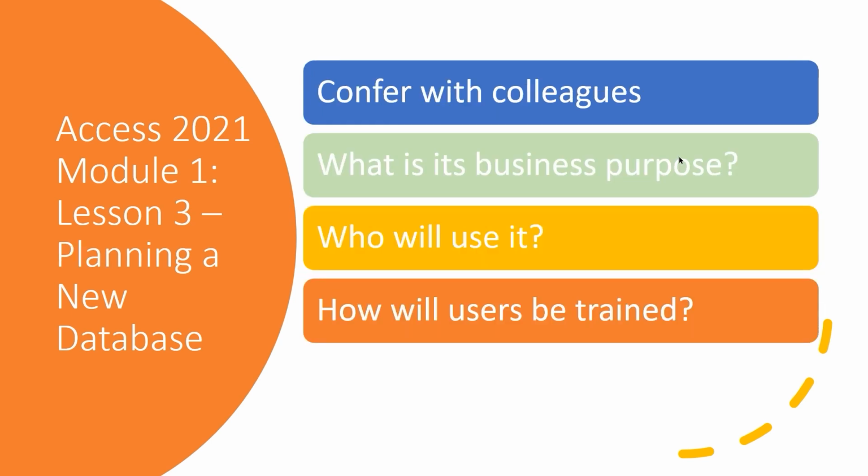So you want to plan a new database. You just don't want to open Access and start building a database without having a plan. The most important thing is figuring out what is its business purpose. And once you find the answer to that question, you would want to confer with colleagues who will be also utilizing the database to get their input. And then you'll need to determine who is actually going to use the database and how will those users be trained. So 4 key steps.